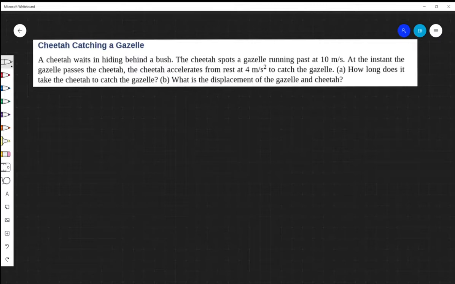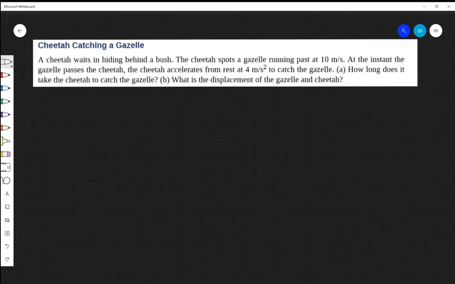We have a cheetah that waits in hiding behind a bush. The cheetah spots a gazelle running past at 10 meters per second. At the instant the gazelle passes, the cheetah accelerates from rest at 4 meters per second squared to catch the gazelle. A, how long does it take the cheetah to catch the gazelle? And B, what is the displacement of the gazelle and cheetah? So how do we do this problem?